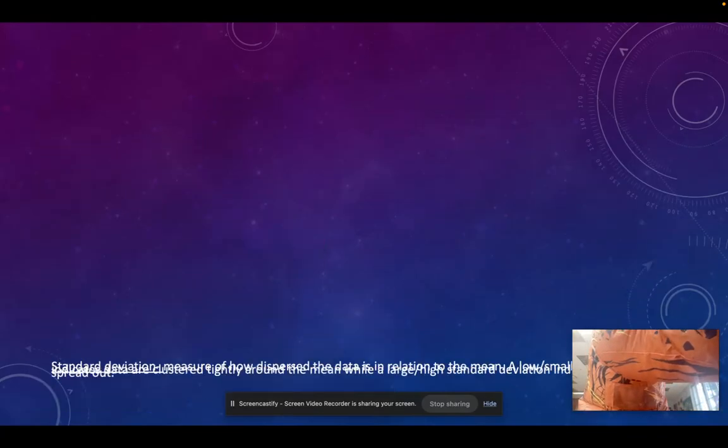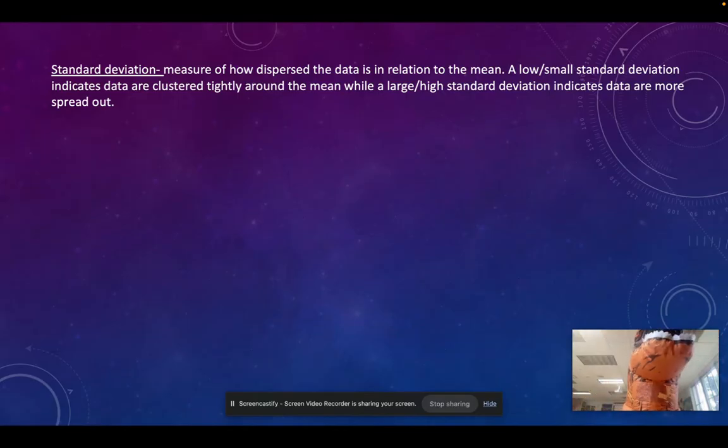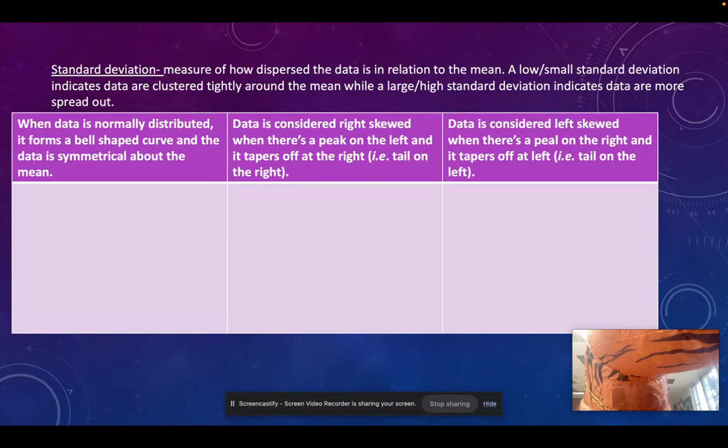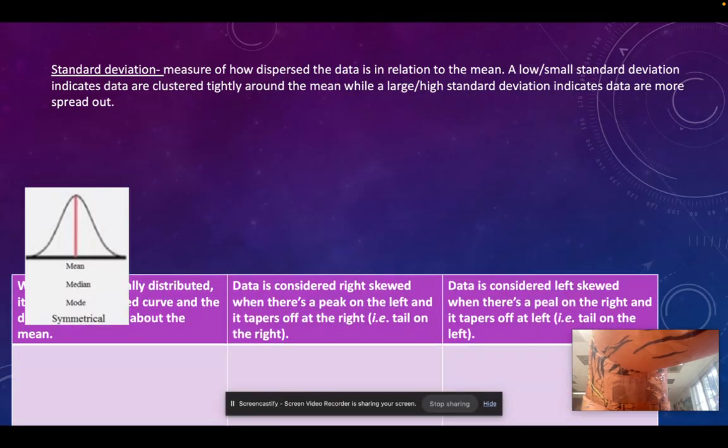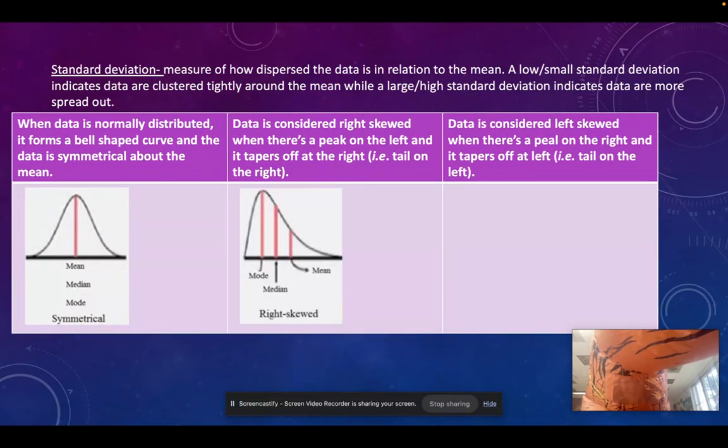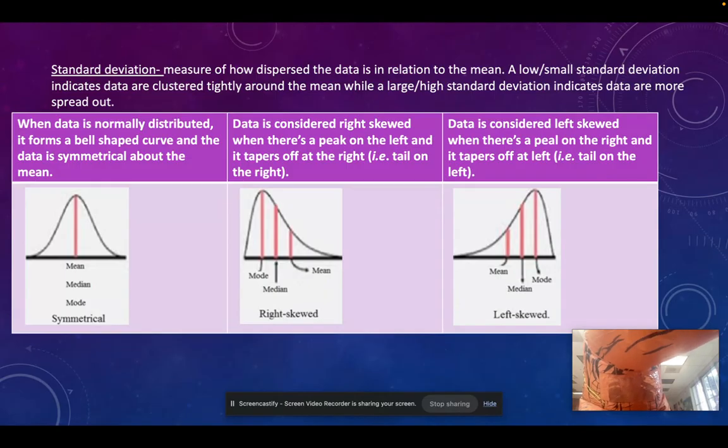Let's talk about standard deviation for just a second. It's a measure of basically how far away data is from the mean. We have normally distributed data, which is typically how data falls. It's symmetrical about the mean, 50% above the mean, 50% below the mean. Then we have what's called right skewed, when the tail is on the right and most of the data is over to the left. And then we have left skewed, which is when the tail is on the left-hand side and most of the data falls on the right side.